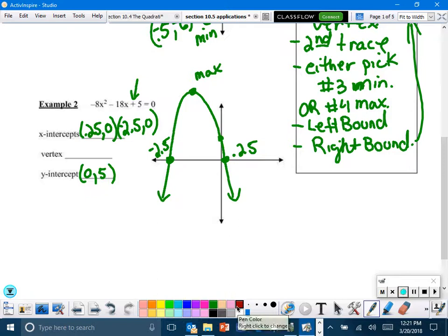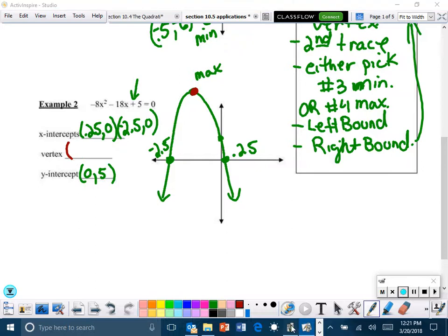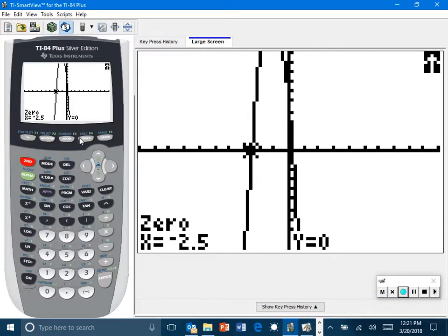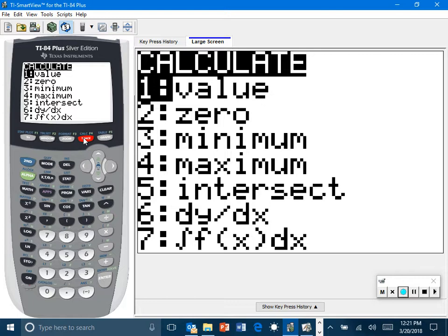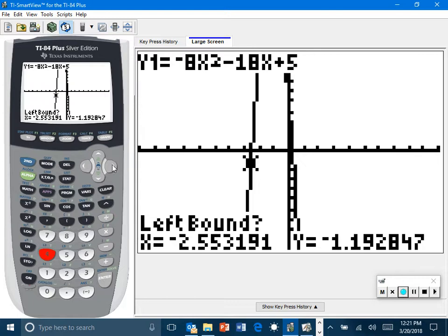Okay, last thing I'm going to do on this page is find the maximum. So here we go, back to the calculator. Second trace. Maximum, number 4. All right, now it says left bound. So I need to stay on the left side. I'm going to move a little bit closer. Okay, I know I'm on the left side, so I'm going to hit enter now.